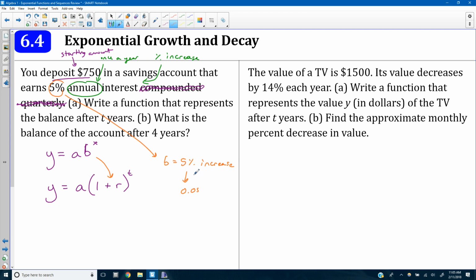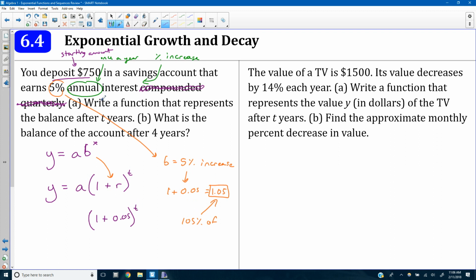Well, a 5% increase is the same thing as 1 plus 0.05, which is 1.05. A 5% increase is the same thing as 105% of. So technically, I'm going more than 100% when I do this. That's why this 1 plus is here. So my b value is actually 1.05. I'm still going to write 1 plus 0.05 here, but that's the inside part: 1 plus 0.05 to the t power.